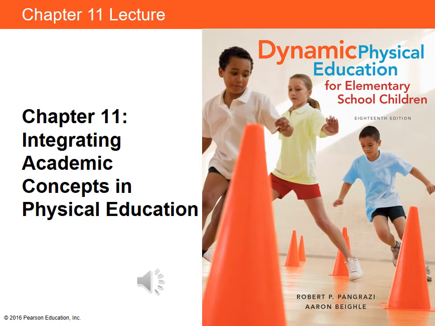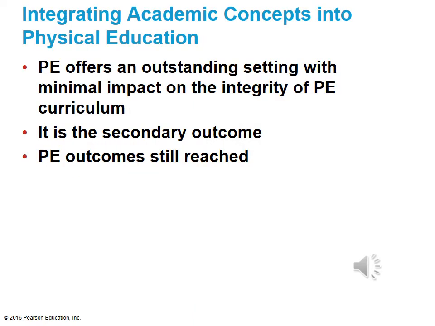Chapter 11 deals with integrating academic concepts in physical education, and it correlates with activities 1 and 2 on your activity outline. So I want to discuss this because your first exam will be on chapters 1, 2, and 11. On page 207 in chapter 11, we begin talking about integrating academic concepts into physical education.